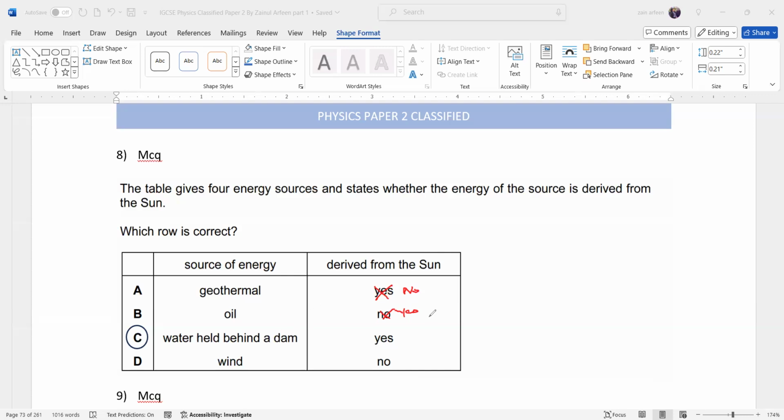Water behind the dam, the source is the sun, because the water cycle is based on the sun. The sun is providing heat energy to different parts of the earth, and that is causing the water cycle as well. And wind energy is also from the sun. So geothermal and nuclear are not derived from the sun. The rest of them are all derived from the sun.